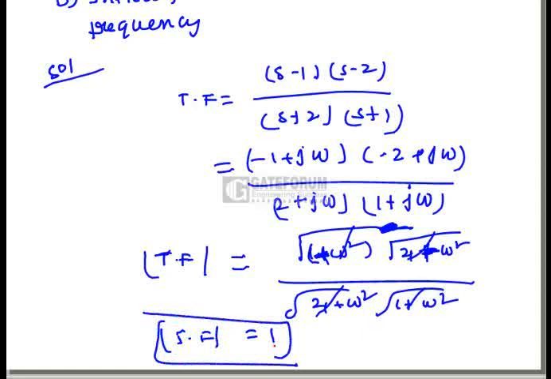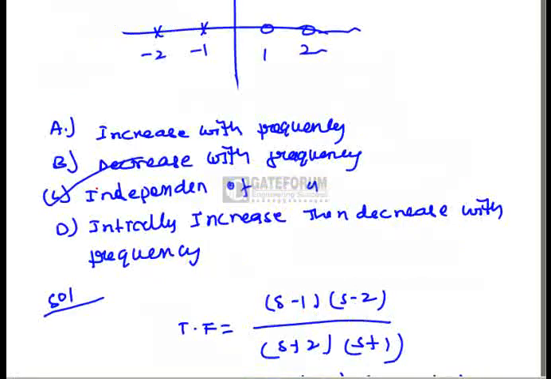So from this what we can say, there is no term called frequency here. That's why the magnitude of the transfer function will be independent of the frequency, because we got a transfer function magnitude equal to 1. Again I am repeating the question. First I am converting the pole zero location into a transfer function model, and then I find out the magnitude by substituting s equal to j omega. After finding the magnitude, we got a magnitude equal to 1, so it will be independent of the frequency. That's why we have to go for option C.